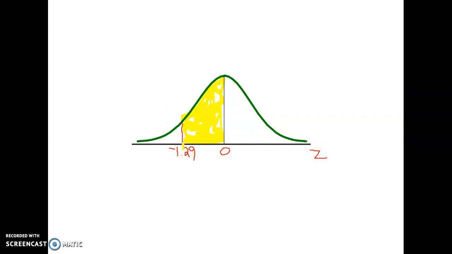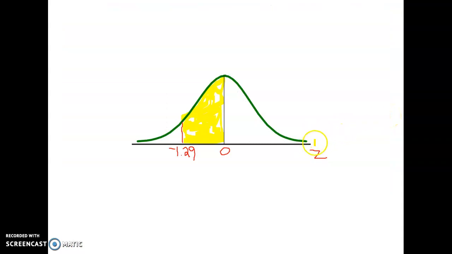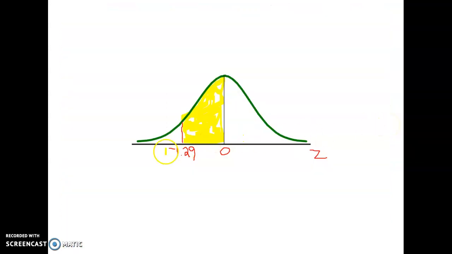So that means that we have a 0.9015 probability of getting a value from this right tail to right here. But we only want to know the probability of this area here, which means we need to subtract 50%. So if I take 0.9015 and I subtract 50%, I get 0.4015. So this area here should be 0.4015.